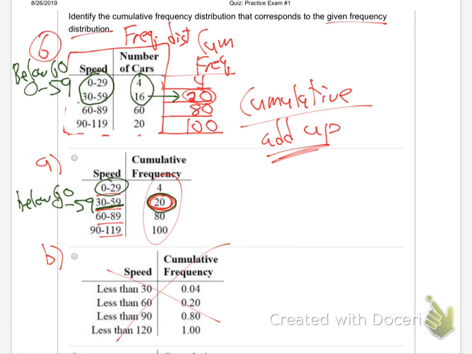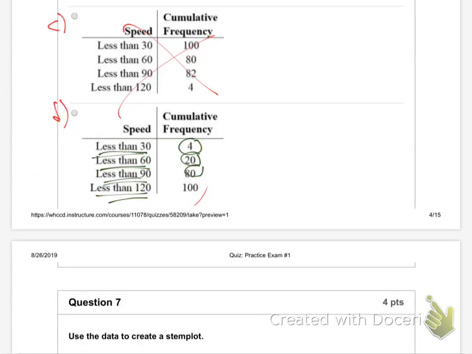So the answer isn't A? It's not A. A's not right because they only made this 30 to 59. Instead, D is right because they said less than 60. That's correct. That's a combining of those categories on the left.